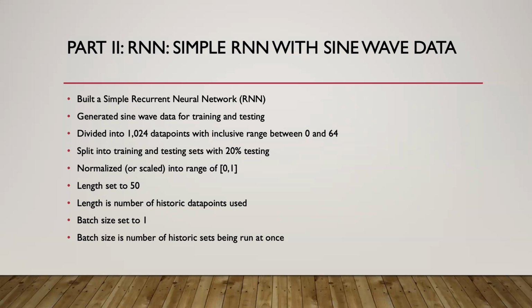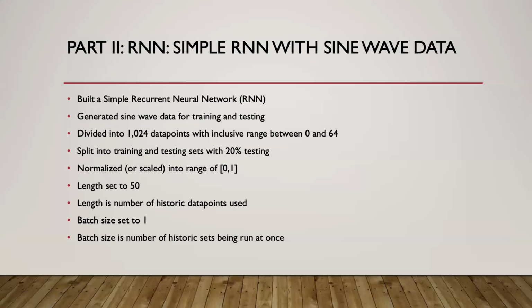We divided the data into 1,024 data points between the range of 0 and 64. We split the data into training and testing sets, with 20% of it being testing, which was reserved for the testing phase at the end. After the data trains, it gets tested on data it has not seen. We normalized or scaled it into a range of 0 to 1, so there wouldn't be any negative values or anything like that.